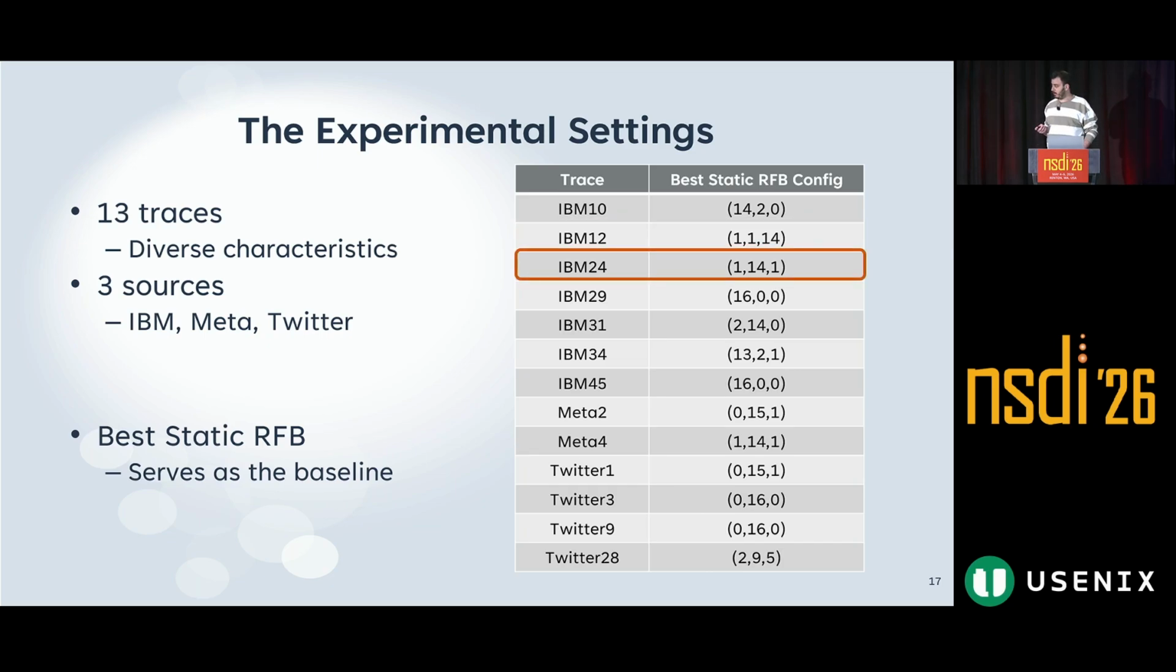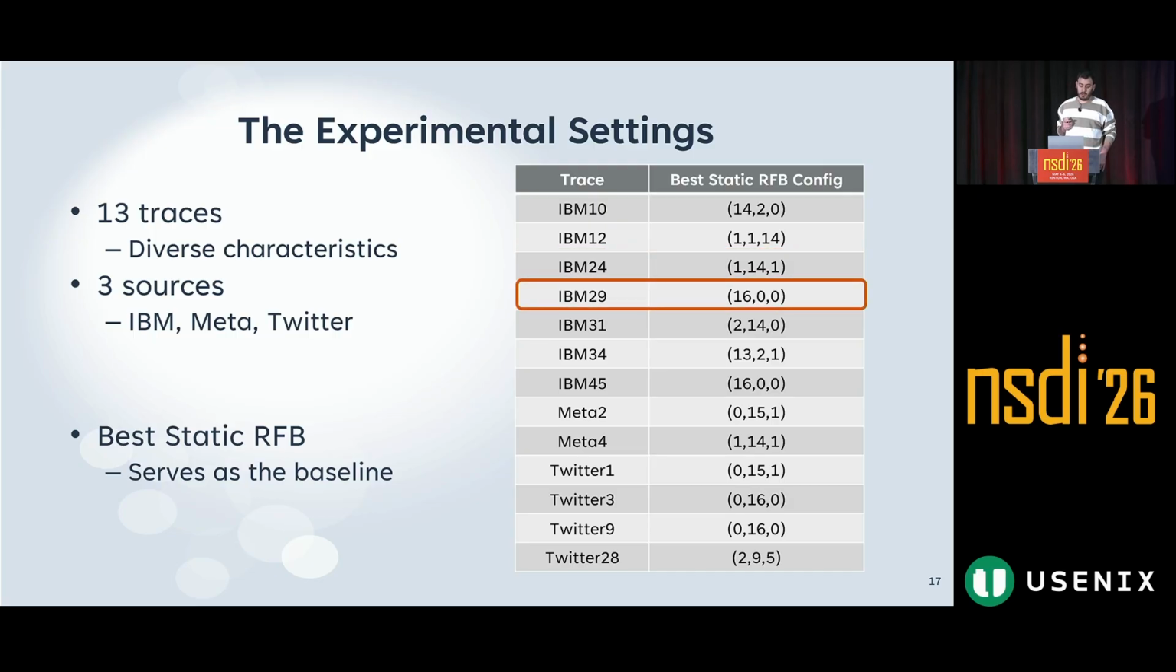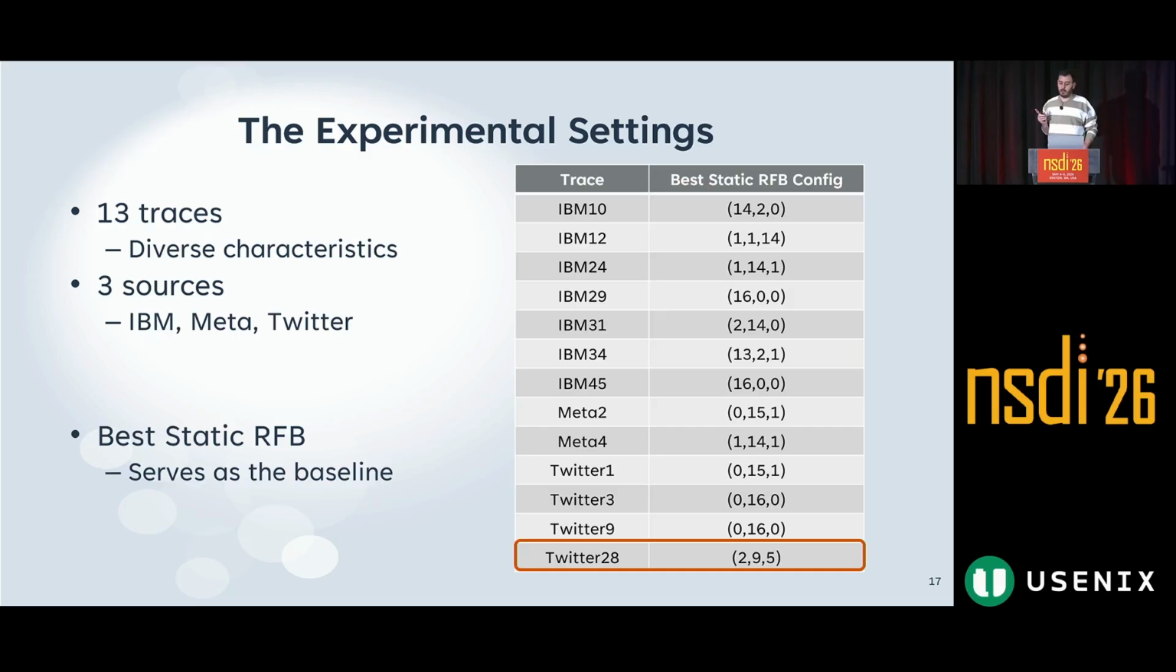IBM24 is more frequency aligned, so we get more LFU instead of LBU and LRU. IBM29 is all about recency, so we get nothing but LRU. And the nice thing is to look at Twitter28. Twitter28 shows us that there is no single policy that clearly dominates this trace. That means that this is exactly the scenario where our approach adds the most value to the mix.